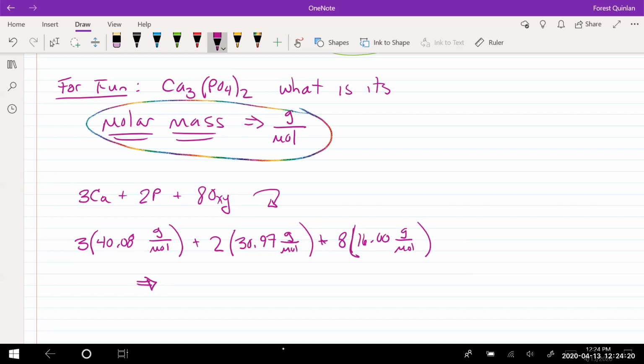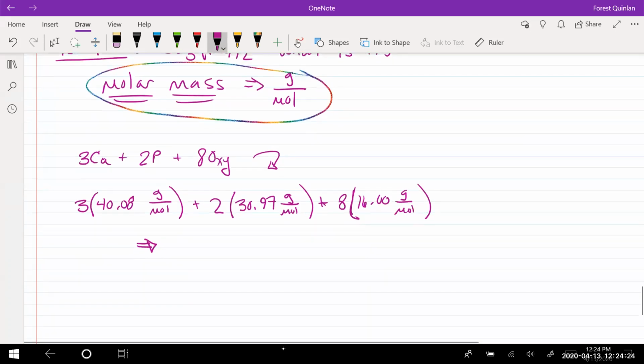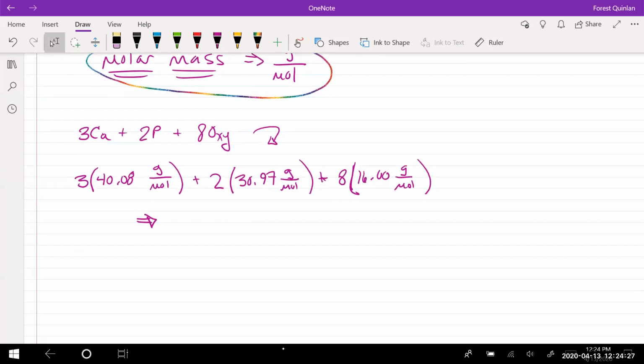Calcium phosphate happens to be pretty heavy. I think it's in the 300s or so, if I remember right. 310.18. Yeah, I think so, if I'm doing it right. So no matter what you're looking for, you just take the parts, you sum them up, and you equal the whole.